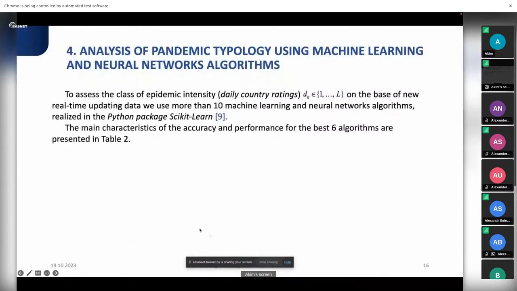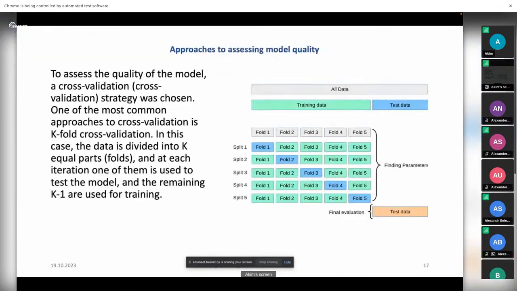Well, the next part of our research was building a model to predict the pandemic's level. As Akim said in the previous part, we made a clustering analysis. After it, we got features that can be fed to the model, and predictions can be made. In our research, we used the k-fold cross-validation strategy to test our predictions.